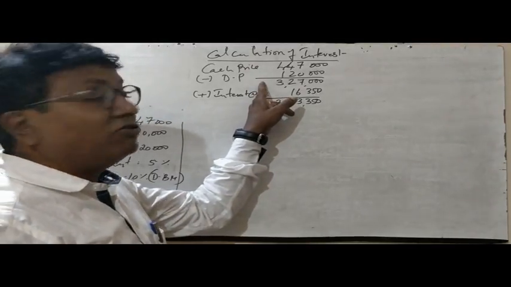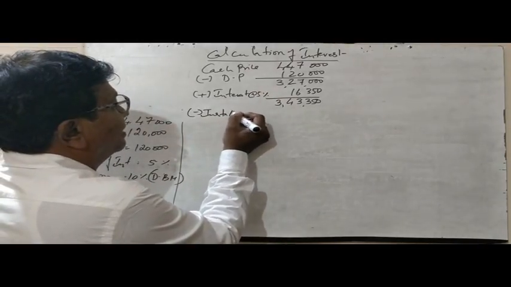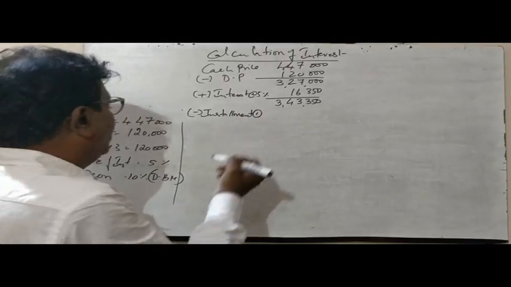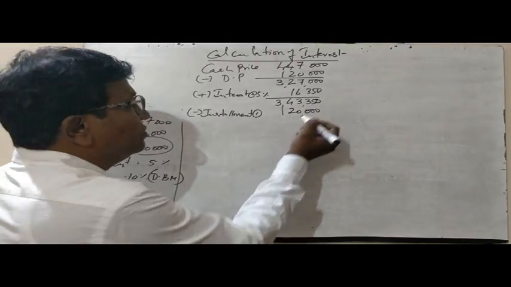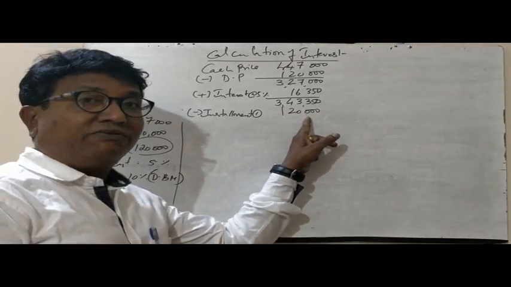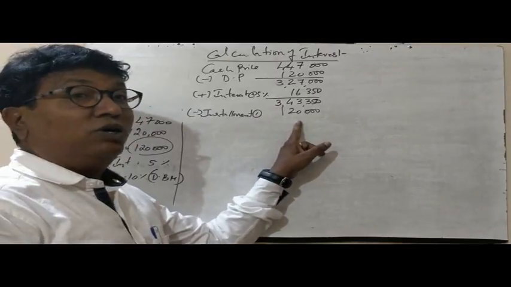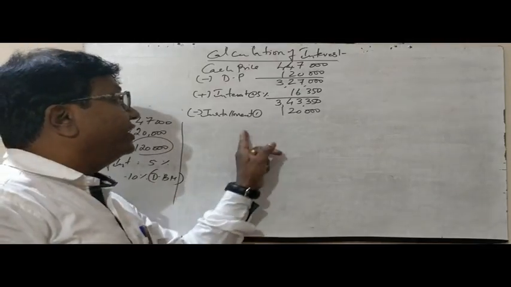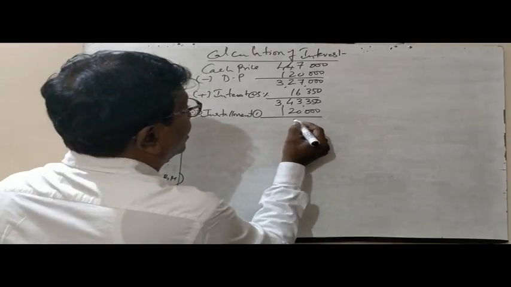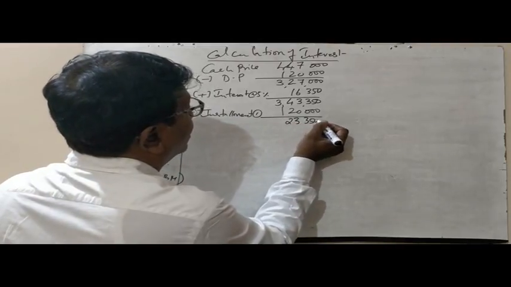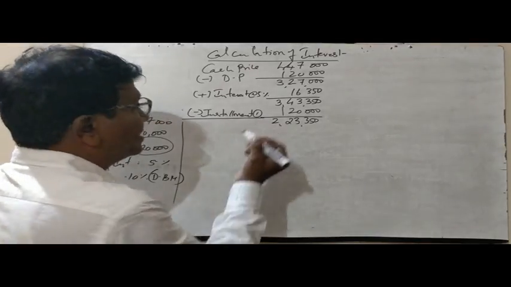of 3,27,000 rupees. Now we have to deduct installment number 1. So installment number 1 is 1,20,000. We have to deduct it, because in this 1,20,000 the cash price of the asset as well as interest is included. So therefore there is no need to include this 1,20,000 as interest, because the second method was that. So now let us find out the balance amount, 2,23,350. This is the end of the first year.